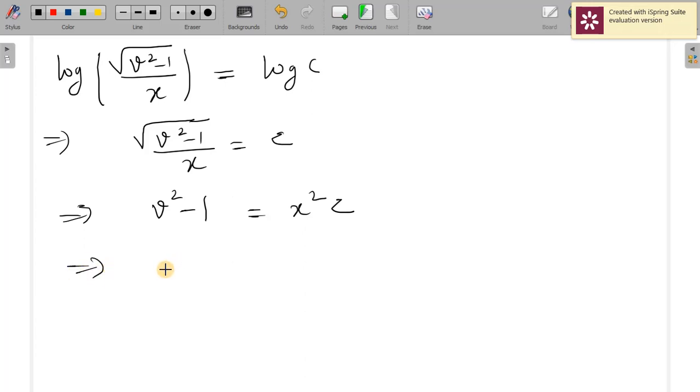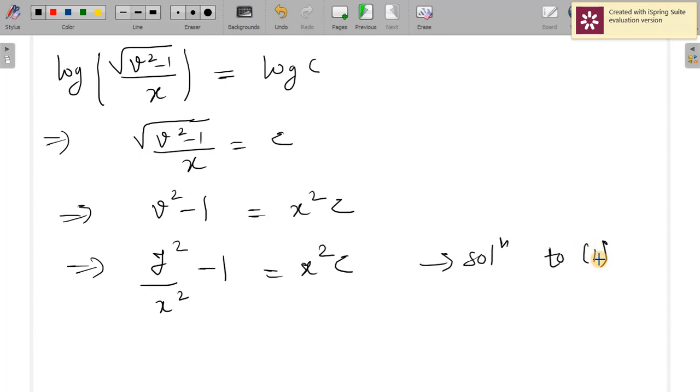so you have to replace back the value of v, that is same as, v is same as y by x, y square by x square minus 1 is equal to x square c. So that's the solution to the given equation 1. Let me take one more example.